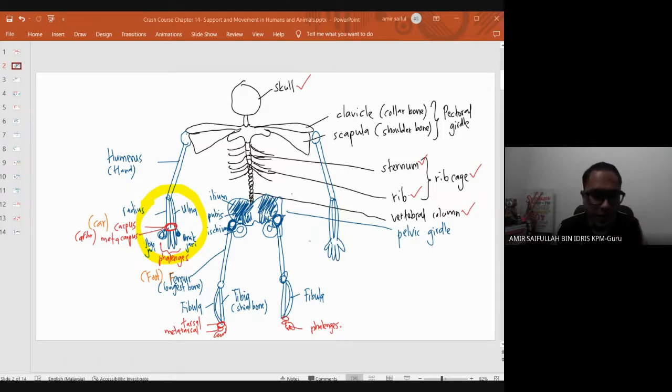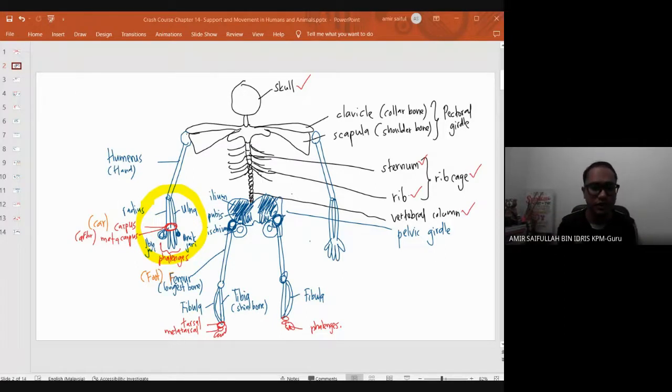Okay, next kita turun lagi bawah. Lower limb. Yang tadi yang humerus, radius, ulna, carpus, metacarpus, phalanges, pelvic girdle itu semua upper limb. Sekarang kita go for lower limb. Lower limb ni di bahagian bawah lah. Tulang yang paling besar dalam badan manusia, the largest human bone in the body is the femur. Kita panggil femur.